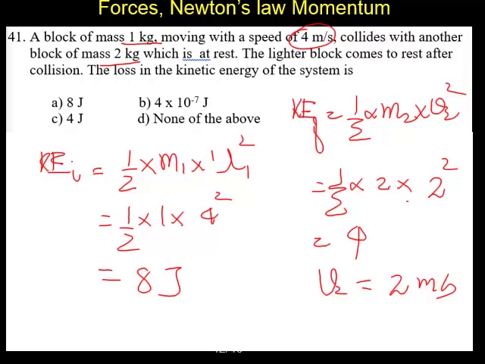So final kinetic energy is 4, initial kinetic energy is 8, so the difference in kinetic energy, the loss of energy, delta K equals K initial minus K final, we will have 8 minus 4, so the answer is 4 joules. C is the correct answer.